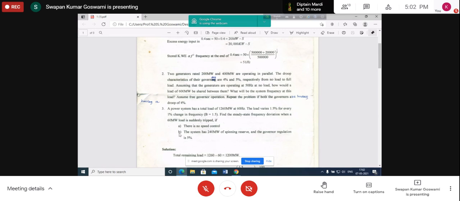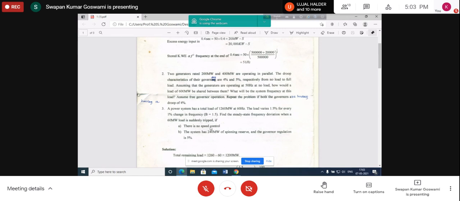So you will be understanding the implication of having a governor with the generator. When governor is not there, how the system behaves, and if governor is there, how the system performance is improved. From this part, it will be clear. Then the system has a 240 megawatt of spinning reserve. Now a new thing I shall be explaining. Spinning reserve is 240 megawatt, and the governor regulation is 5%.